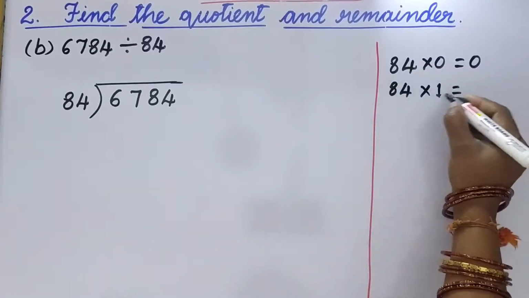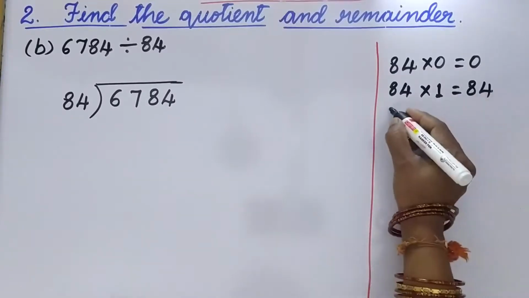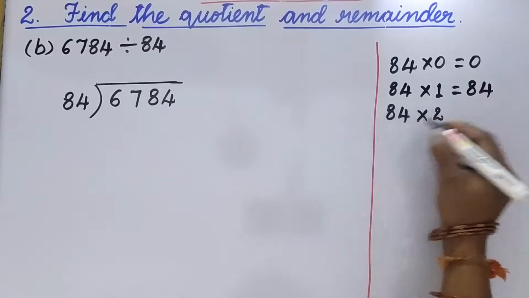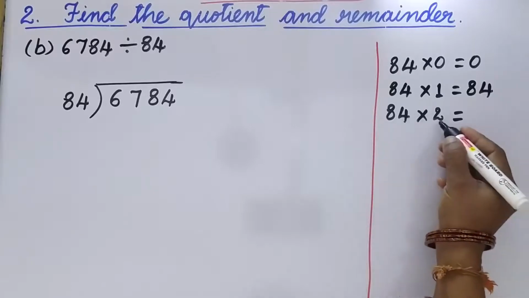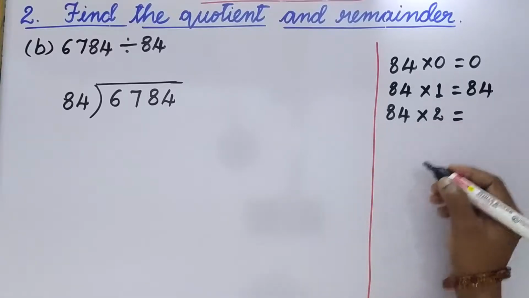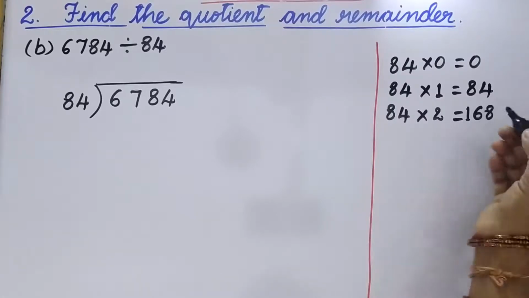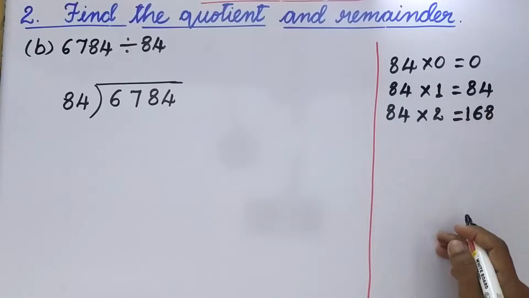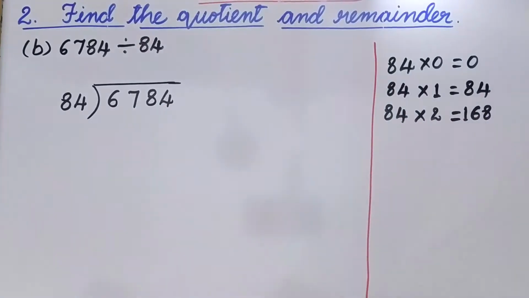You can apply multiplication also here. So 84 ones are 84. Then 84 twos are, how much it will be? Either you can multiply from 2 or else repeatedly add. How many times? 2 times. Then how much do we get? 168. That's all. This is a very easy way to write down the table and it will be useful for you to solve here.